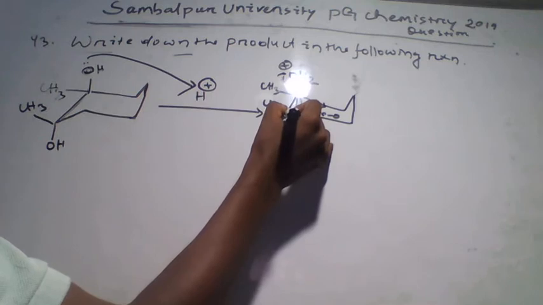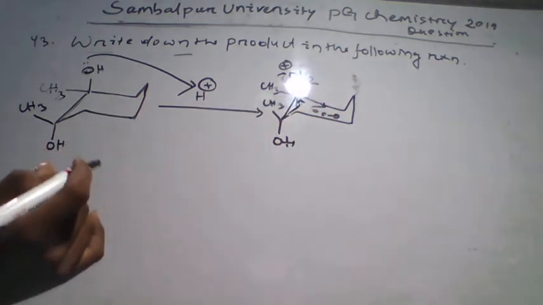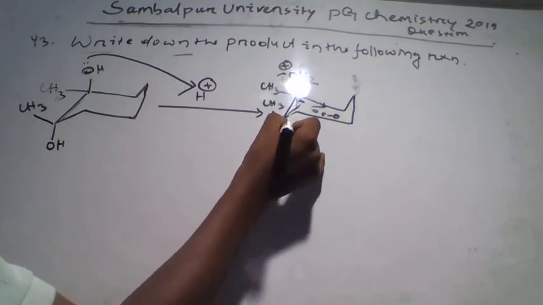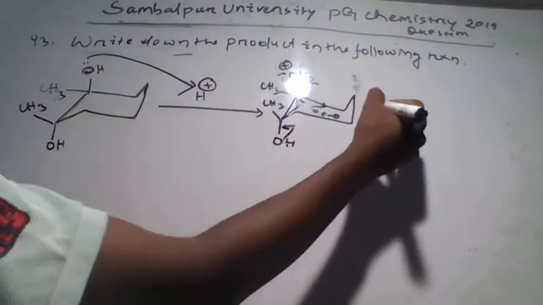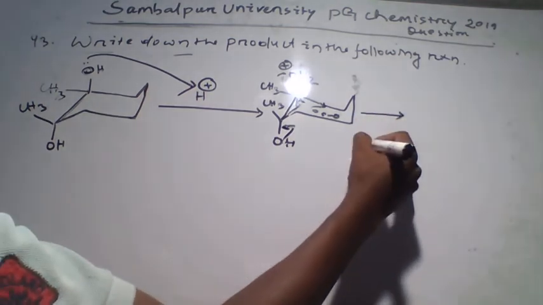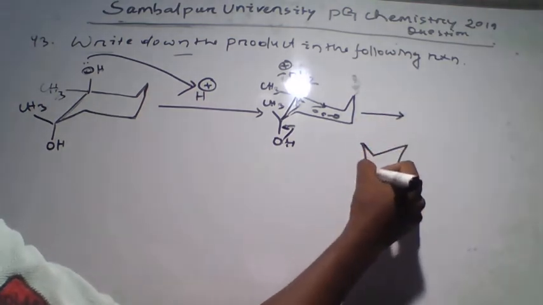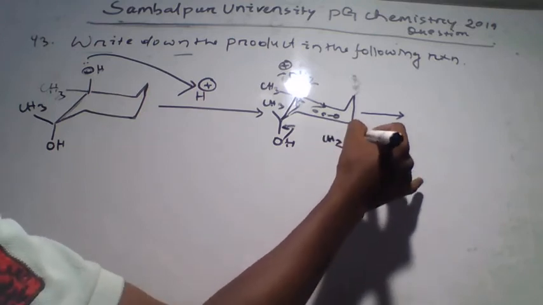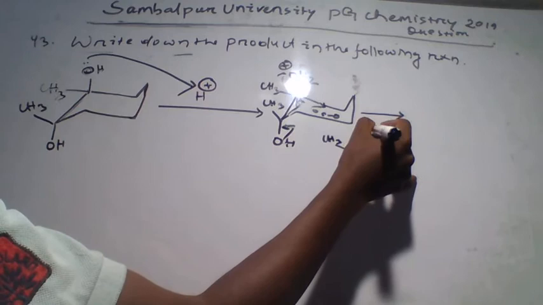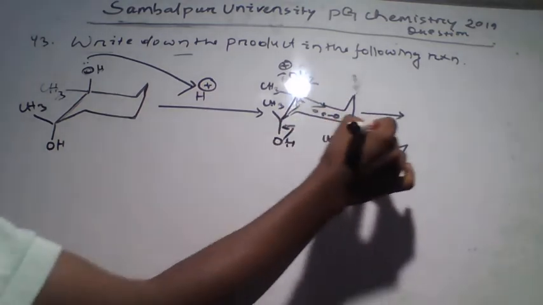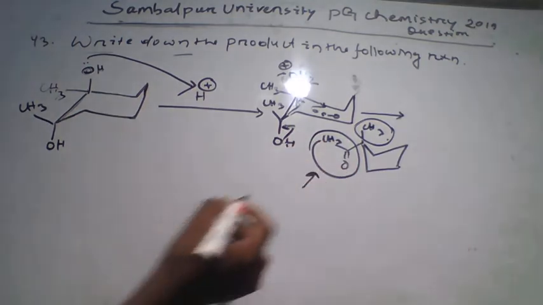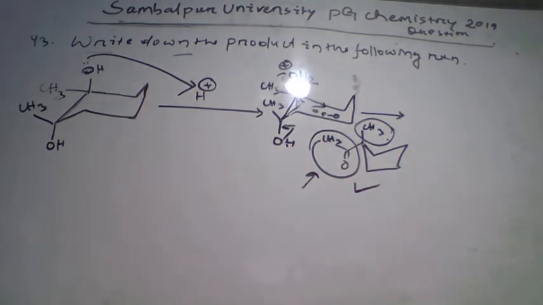And this bond shifts towards the sigma star orbital of this C-O, and this bond comes like this, and finally this reaction ends up with the product like this. This CH3 is axial, and this one is equatorial. This is your product. Next question we'll see here.